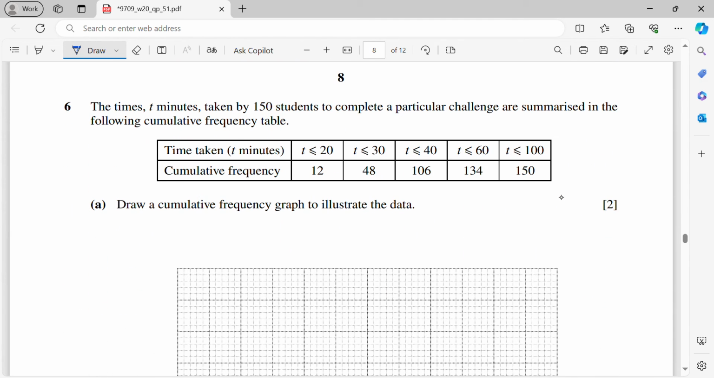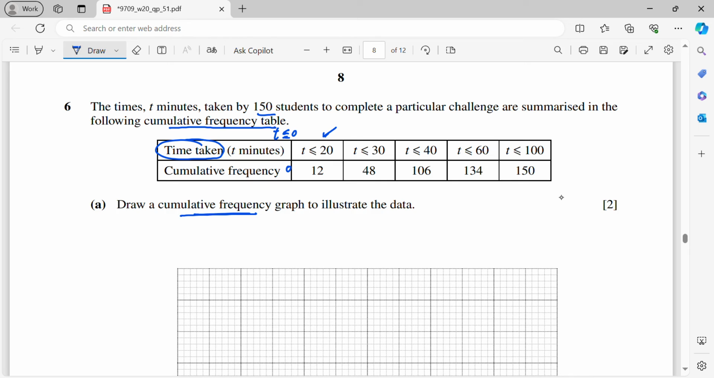Okay, so for question number 6, the times t minutes taken by 150 students to complete a particular challenge are summarized in the following cumulative frequency table. So draw a cumulative frequency graph to illustrate the data. Here, less than or equal to, this is the time taken. You are given the first class as t less than or equal to 20. For information, the cumulative frequency curve always starts with 0 cumulative frequency. That means I will start with t equals 0, the cumulative frequency is 0.